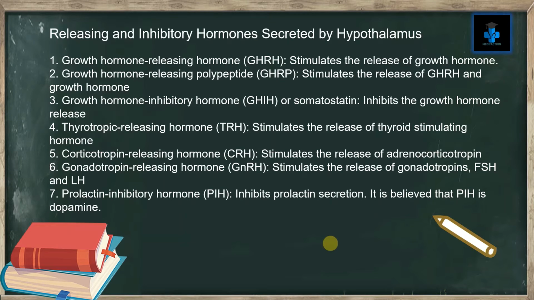Number 4 is thyrotropin releasing hormone. This stimulates the release of thyroid stimulating hormone. Number 5 is corticotropin releasing hormone. This stimulates the release of adrenocorticotropic hormone. Number 6 is gonadotropin releasing hormone. This stimulates the release of gonadotropins, follicle stimulating hormone and luteinizing hormone. And the next one is prolactin inhibitory hormone. It inhibits prolactin secretion. It is believed that prolactin inhibitory hormone is dopamine.